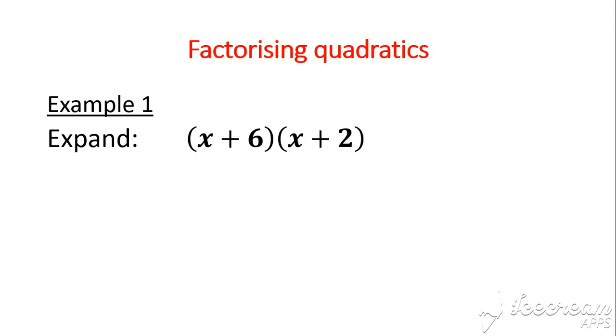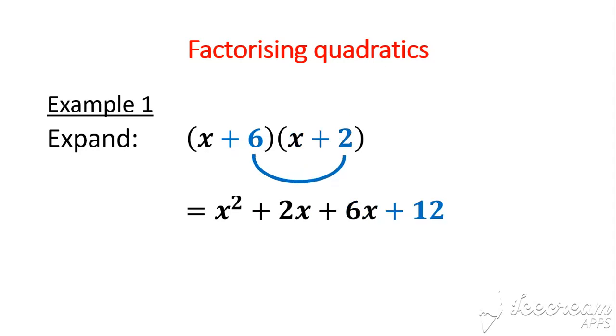Before we do that, let's just go through the idea that we've talked about in the last 3 videos and see if you're really confident or if you need more practice. Here we go. X times x is x squared. X times this positive 2 is plus 2x. X times this positive 6 is positive 6x. And positive 2 times positive 6 makes positive 12. We can simplify the 2 terms in the middle, which is 2x and 6x, which makes 8x, and we can write it down as x squared plus 8x plus 12.